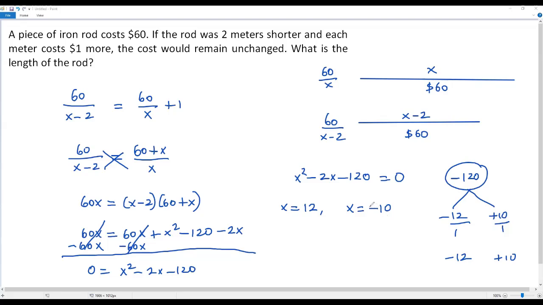Okay, x represents the length of the original rod. The length of the rod cannot be a negative value, so we can reject this one because negative 10 cannot be the length of the rod. So we can accept this one. So that is, the length of the original rod is 12, that is 12 meters.